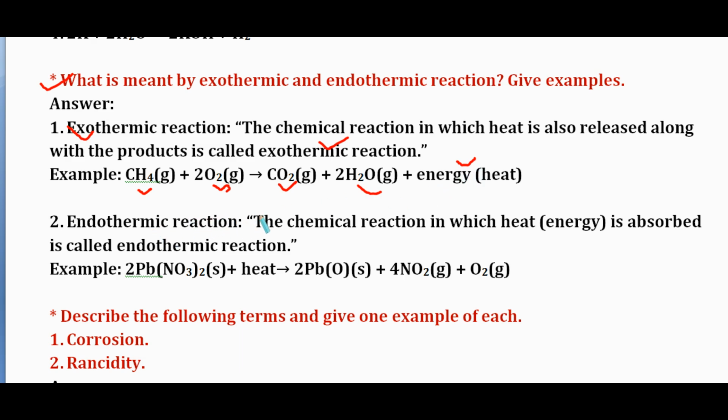Next is endothermic reaction. The chemical reaction in which heat is absorbed is called endothermic reaction. This is 2Pb(NO3)2 and heat. Then it gives 2PbO and 4NO2 plus O2.